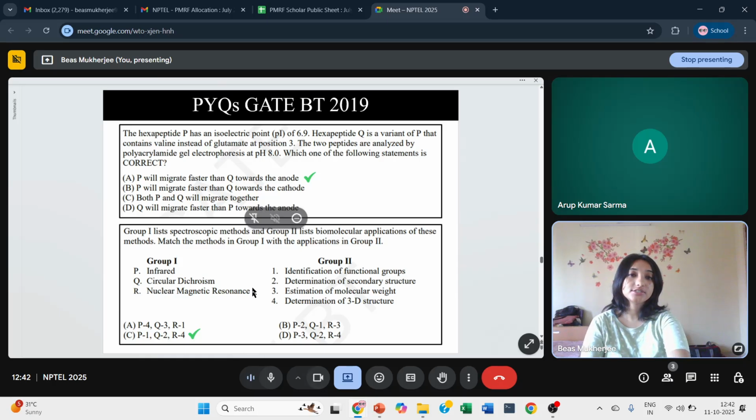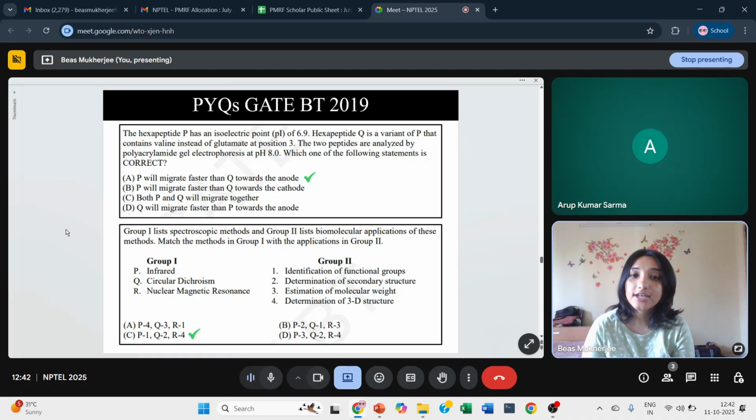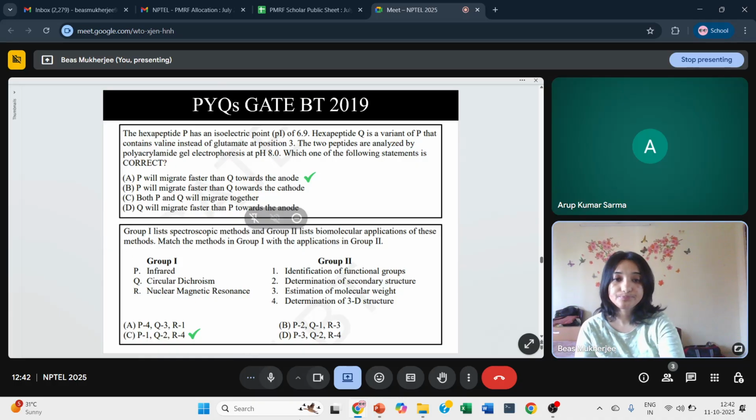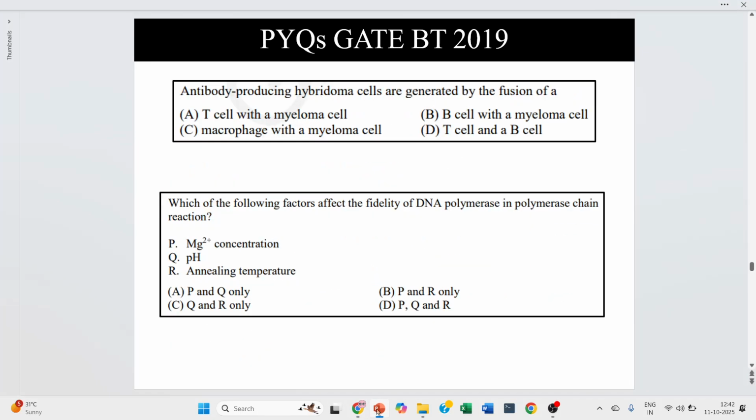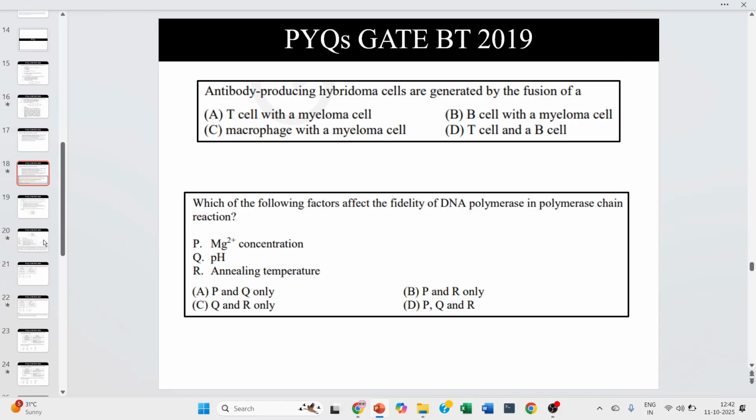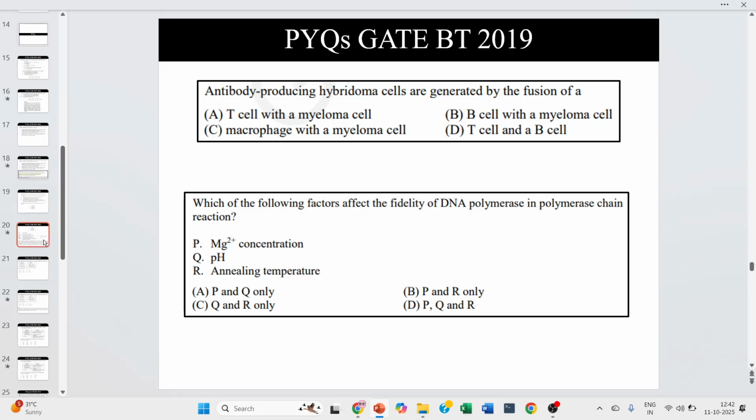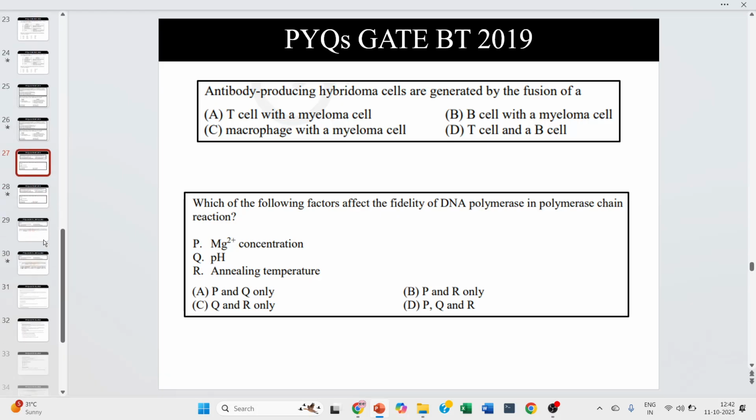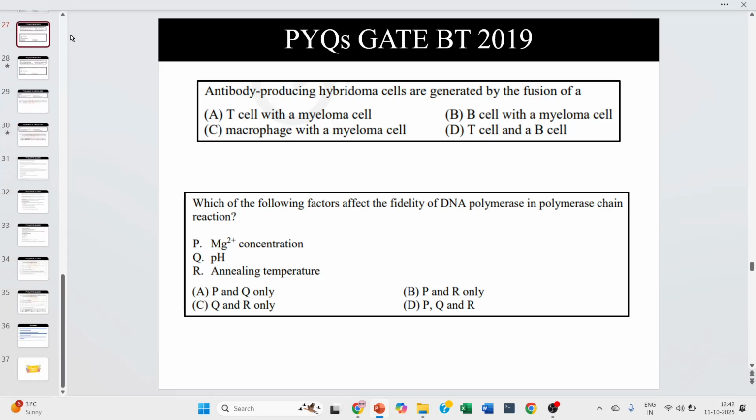And for the second question, the right answer is C. Why is it C? Because circular dichroism is always going to give you information about secondary structure. NMR is going to give you information about 3D structure, and infrared can be used for the identification of the functional groups. Okay. Now, so how many questions do we have? We are at 27 now, and we have a few more left. Okay, great.